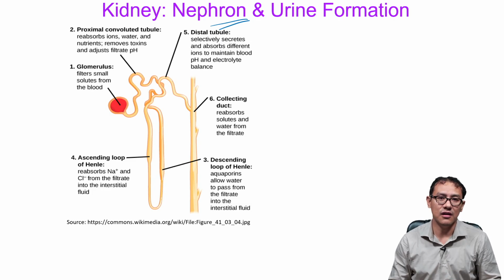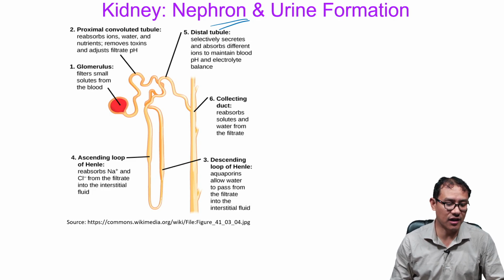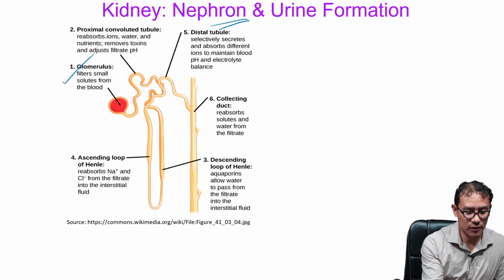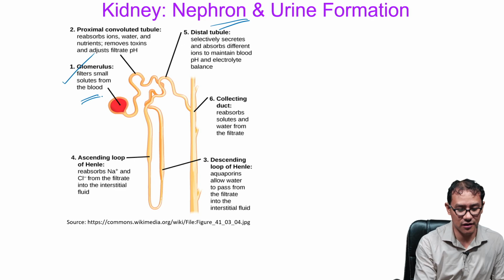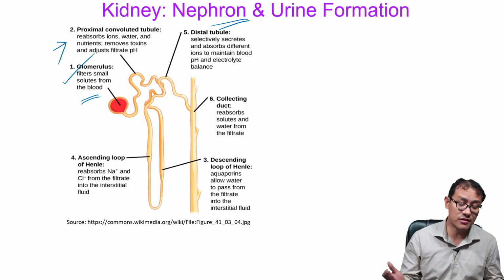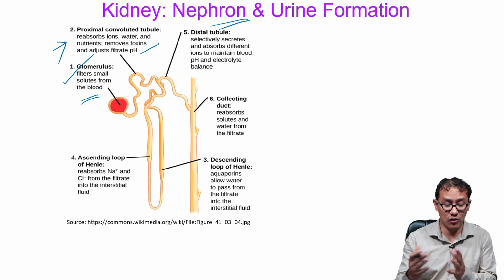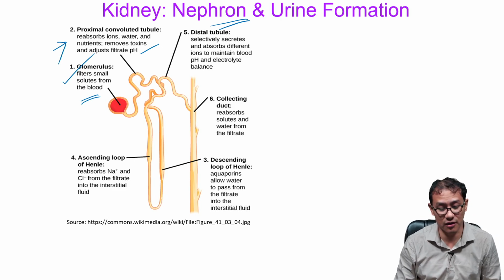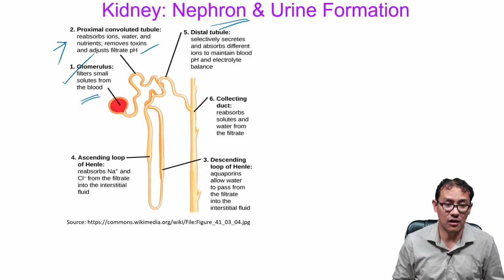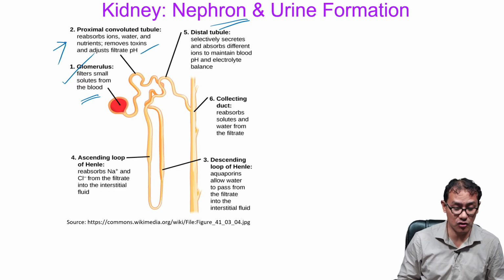So, we will just see in this diagram that different segments have different important roles. For example, glomerular filtration happens here, and then in the PCT there is reabsorption of different ions, water, and nutrients, and removal of toxins. Maintenance of the pH is also an important function of the kidney.